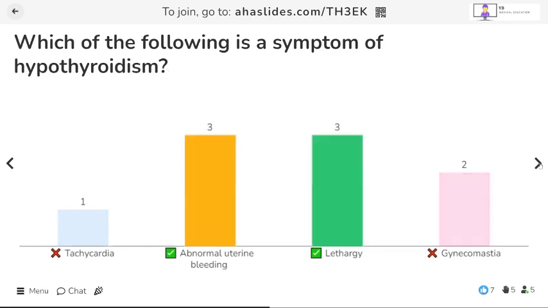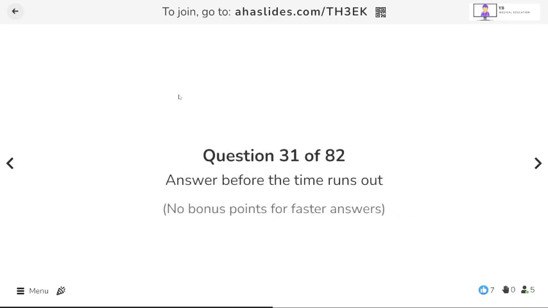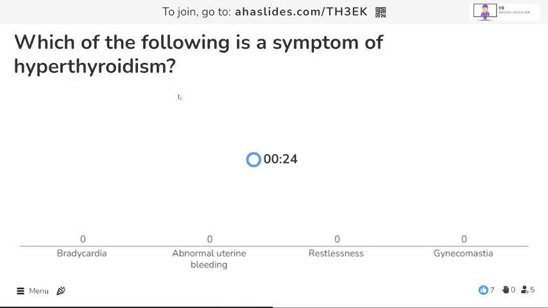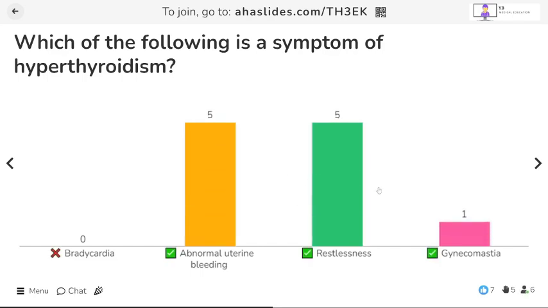Okay, hypothyroidism. Also gynecomastia, because of the effect of thyroid hormone on the breast tissue. If it's very high, it could lead to breast tissue proliferation.